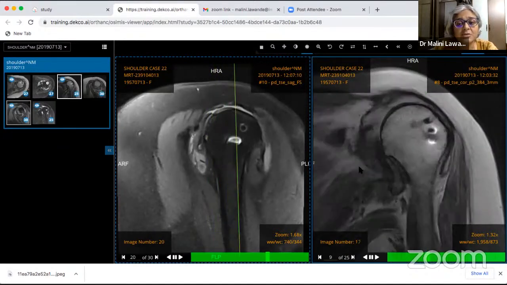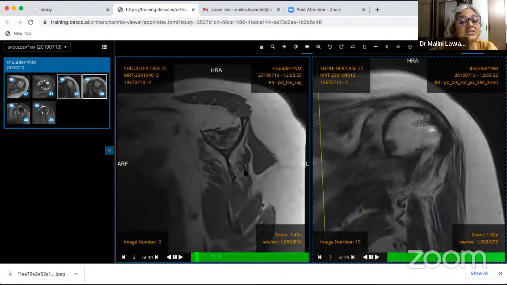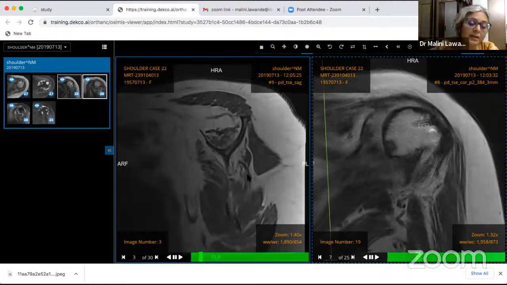Another factor which helps us is the atrophy. So when there is muscle atrophy, especially if it is increased compared to the earlier scan, then we can diagnose a re-tear.